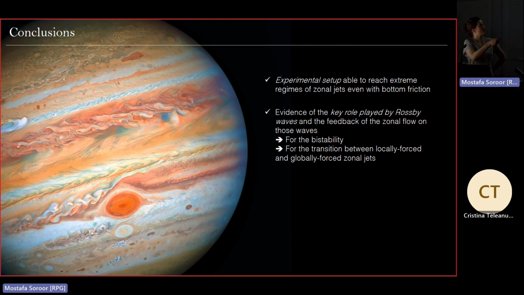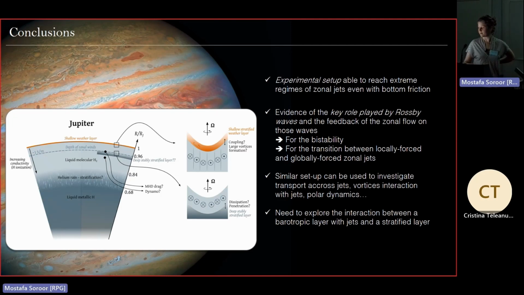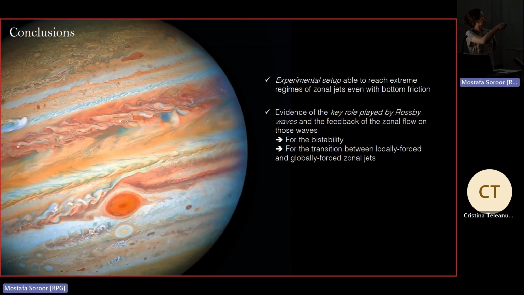Second, I really want to insist, but I think I mentioned Rossby waves so many times in the talk that you understood that I think Rossby waves play a key role in the dynamics of the zonal flow. And the feedback of the zonal flow on the Rossby waves dynamics is crucial to understand the long-term dynamics of the zonal flow, here for instance the bistability and the transition between locally forced and globally forced zonal jets. There are lots of very interesting fluid dynamics occurring on gas giants that I did not mention. Typically, it would be very interesting to study further the interaction between large-scale vortices and the zonal jets.